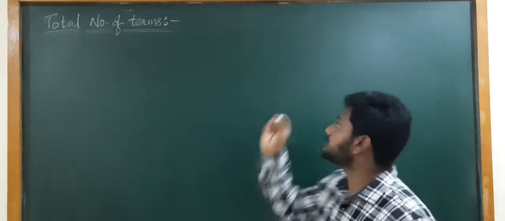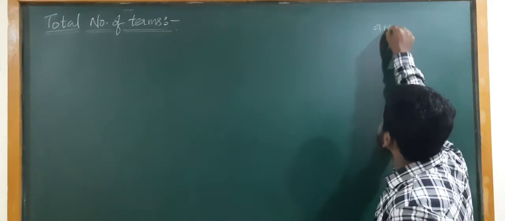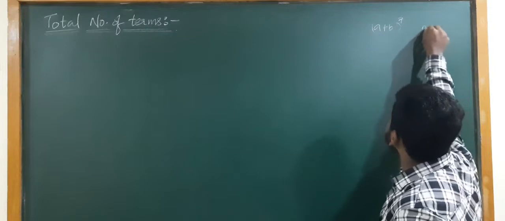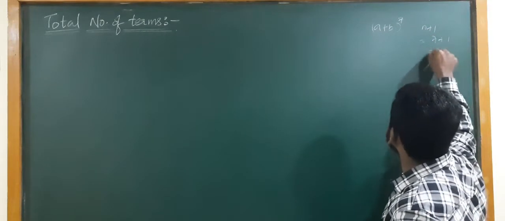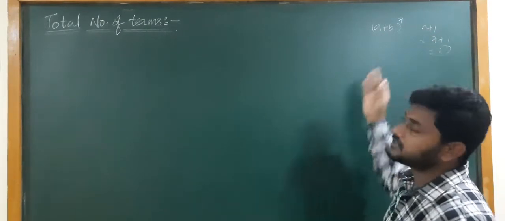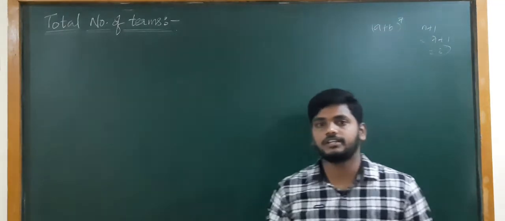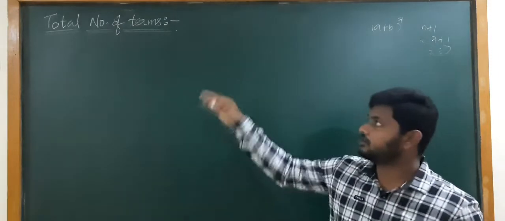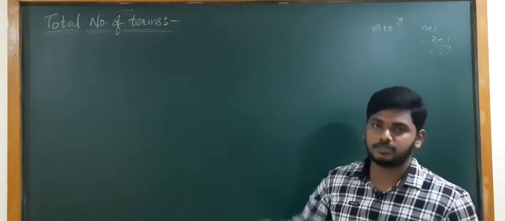Finding total number of terms, for example, if it is (a plus b) whole to the power of 7, total number of terms will be n plus 1, nothing but 7 plus 1, which is equal to 8. 8 terms will be there. This will be easy, but not like that. Some will be different types of questions. But how to find total number of terms based on the types of questions?